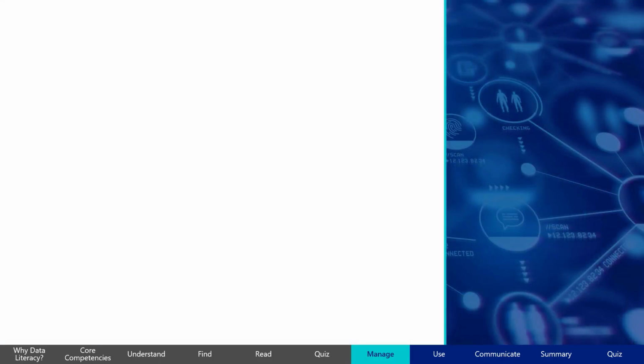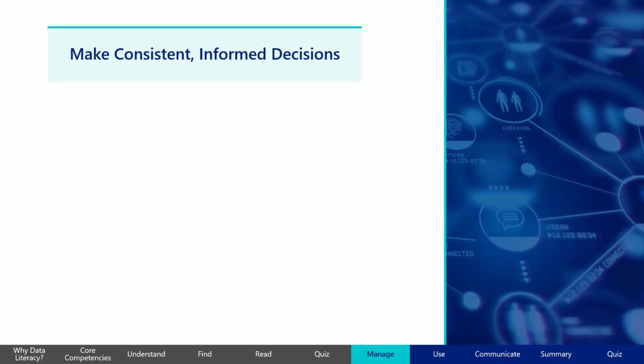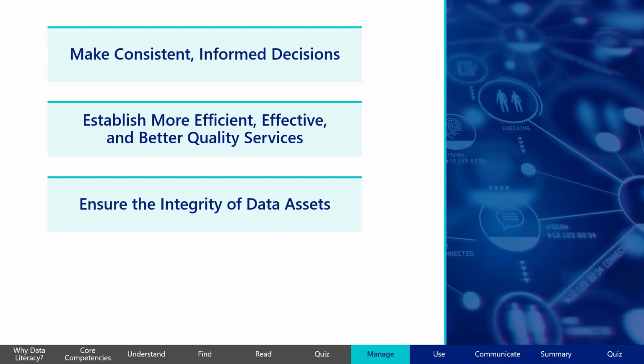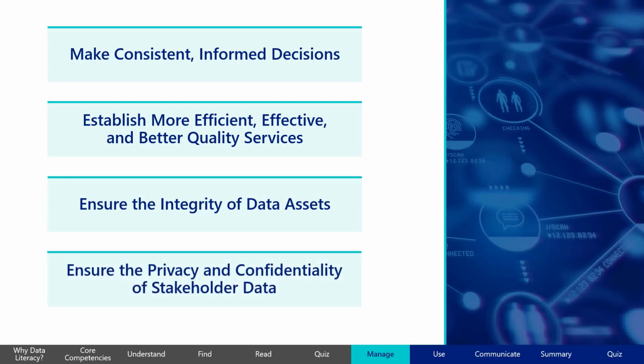Data management enables organizations to make consistent, informed decisions, establish more efficient, effective, and better quality services, ensure the integrity of data assets, and ensure the privacy and confidentiality of stakeholder data. When data is not properly managed, there is waste, inefficiency, missed opportunities, and lost constituent and legislative trust.